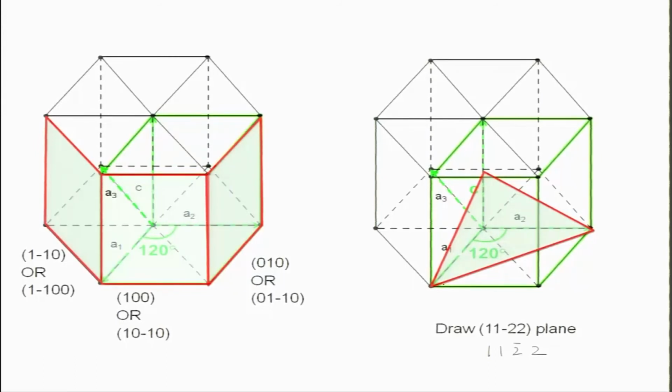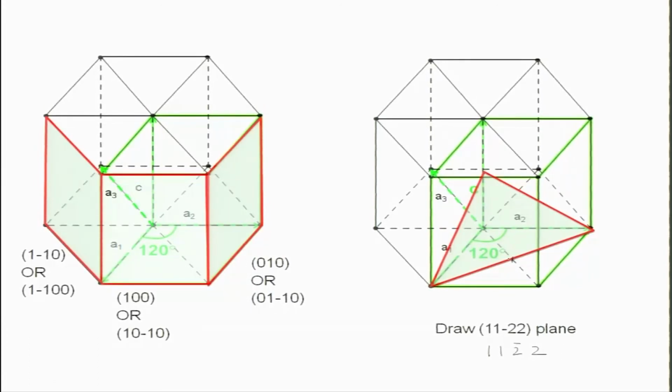This is your 1 1 bar 2 2 plane. So you have one intercept on A1, one intercept on A2, half intercept on C. The other one is automatic, because h plus k is equal to minus i, so that becomes automatic. So if you look at this, it will intercept through half of this length in the opposite direction. This is A3 axis, and you are intersecting at this point, which is half of minus A3.